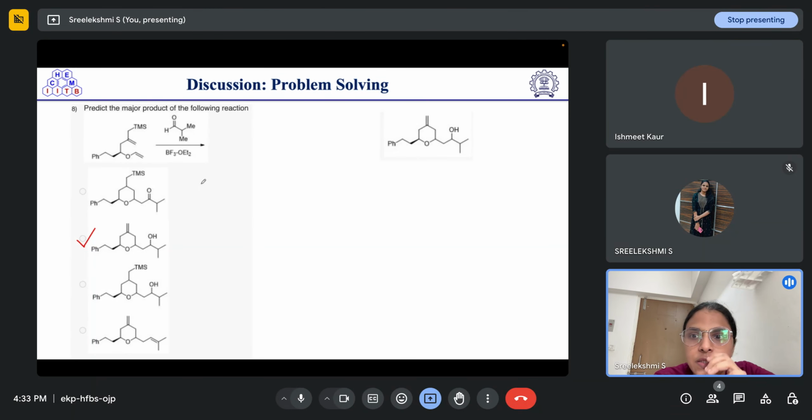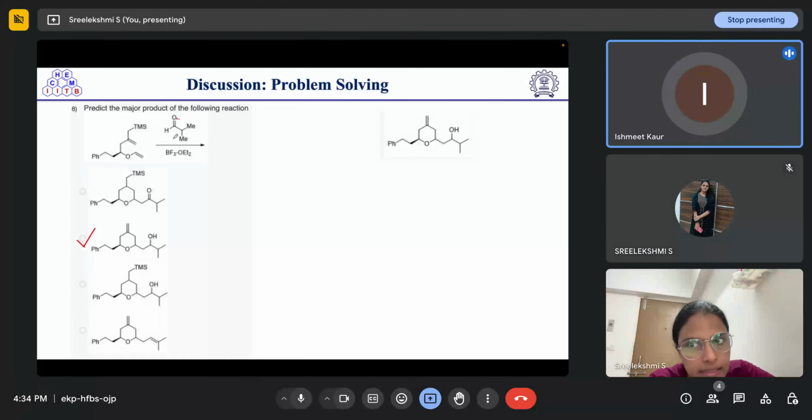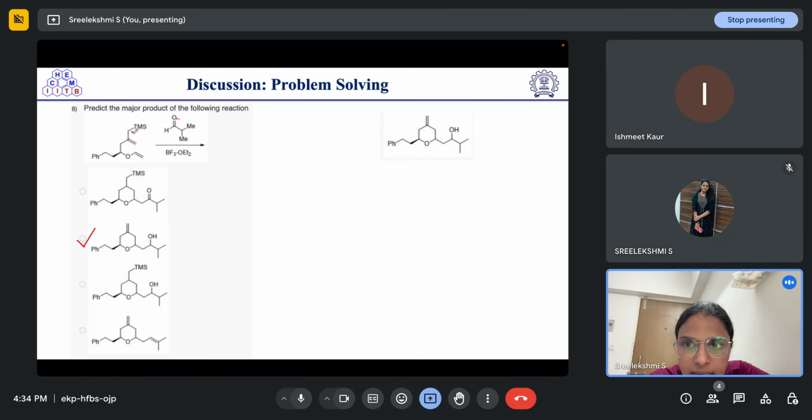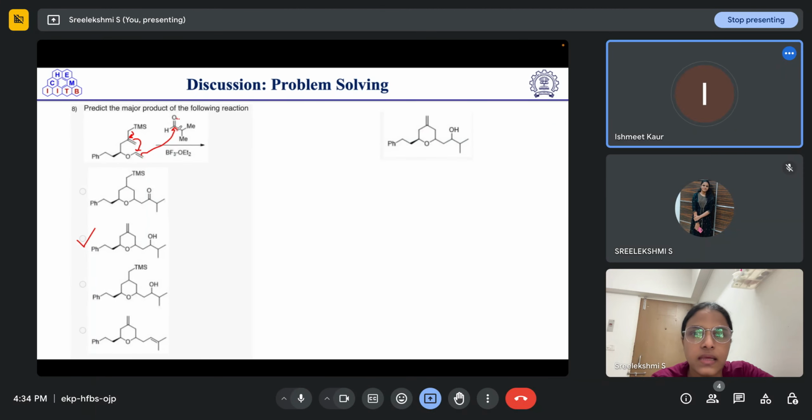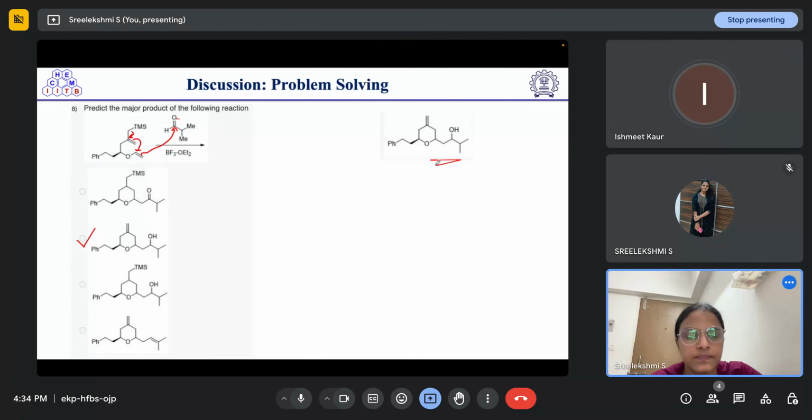I will explain. TMS is actually a very good leaving group. That is a trimethylsilyl group, right? This carbon-silicon bond is not that strong, so it will easily get removed. First, this aldehyde will coordinate with our Lewis acid, BF3. Then this TMS will leave and this bond will shift to here and attack over this center, and then this alkene will attack on this carbon. So that's how we get this product.